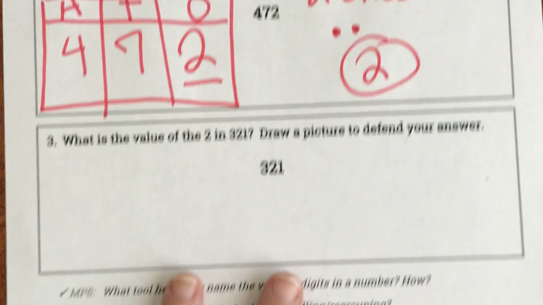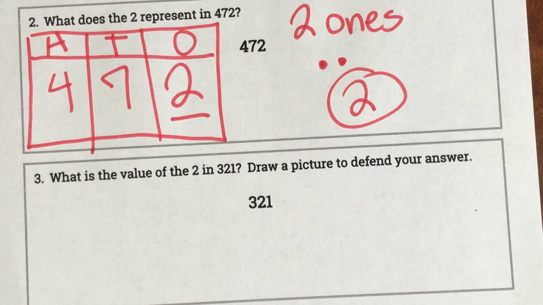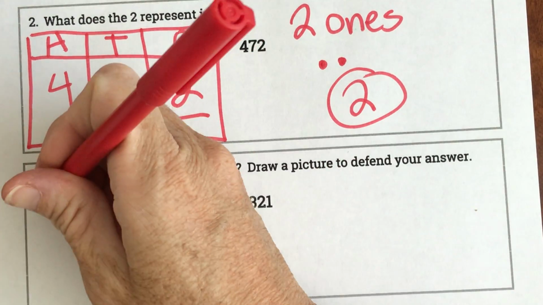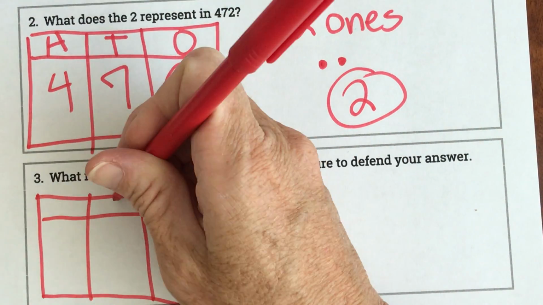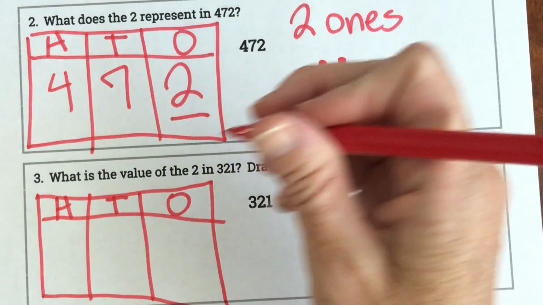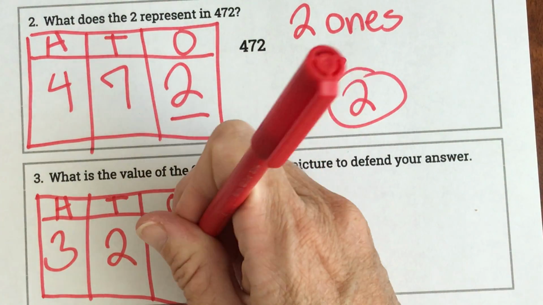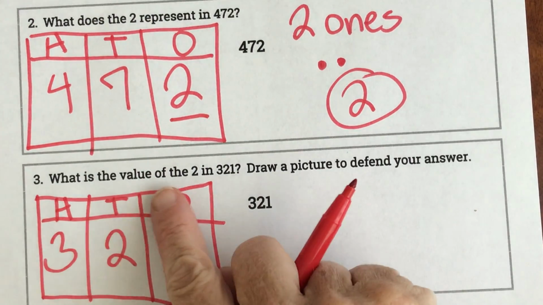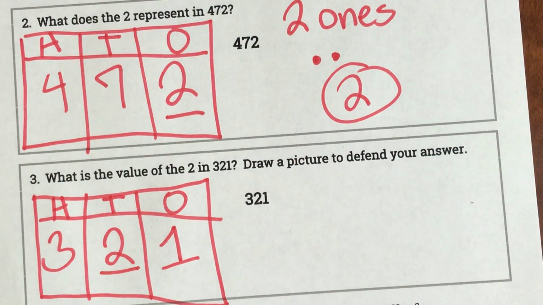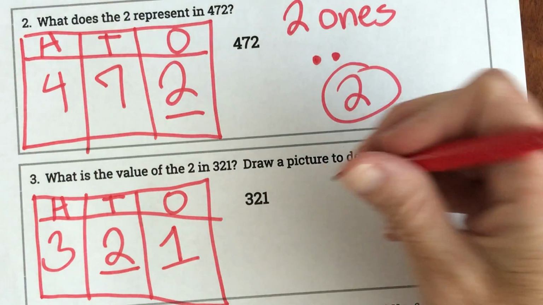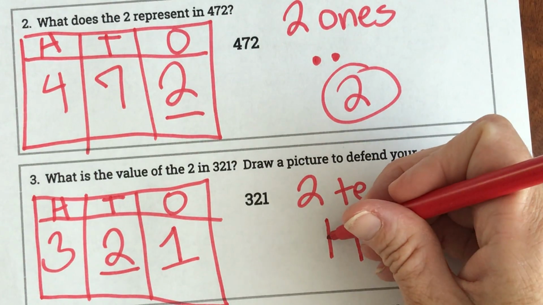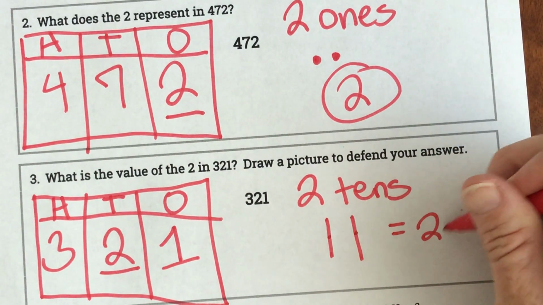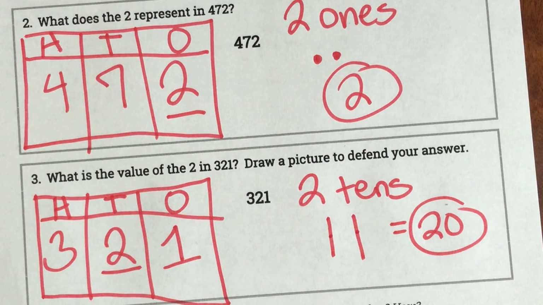Okay, let's look at one more together. It says, what is the value of 2 in 321? Draw a picture to defend your answer. Okay, so here's my place value chart. Ones, tens, hundreds, and my number is 321. And the digit they're asking about is the 2. Okay, so the 2 is in the tens place value, which means I have 2 tens or 2 10 rods. So if this is 10 and that's 10, my value is 20.